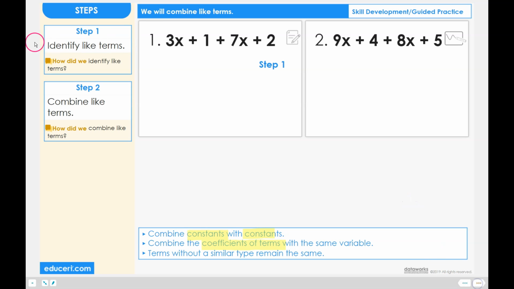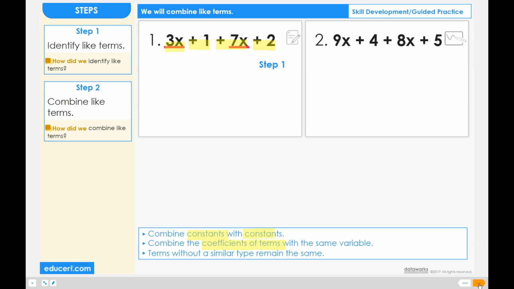Step 1 says to identify like terms. Well, I have 4 terms in this problem: 3x plus 1 plus 7x plus 2. Those are the 4 terms of the expression. We have a 3x, so we're looking for other terms that also have a variable of x. These would be the same type as 3x. And we have 7x in the third term.